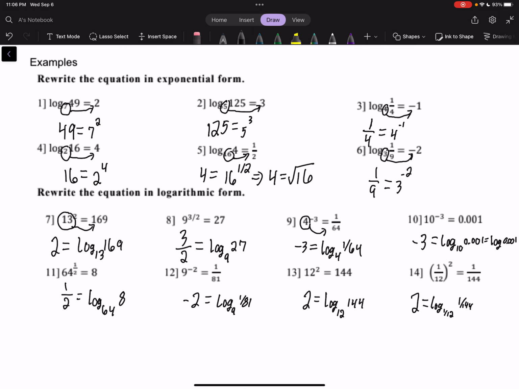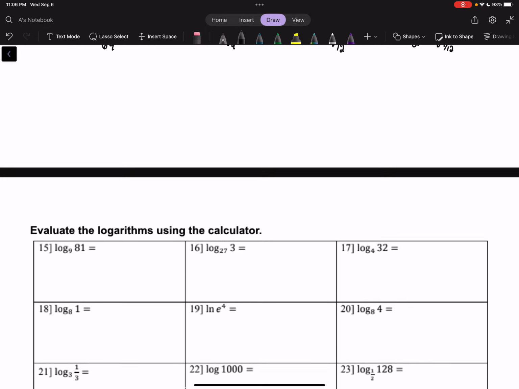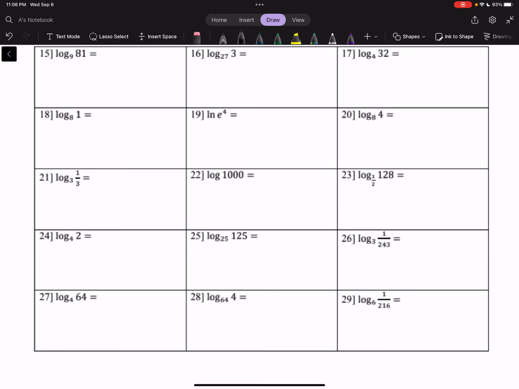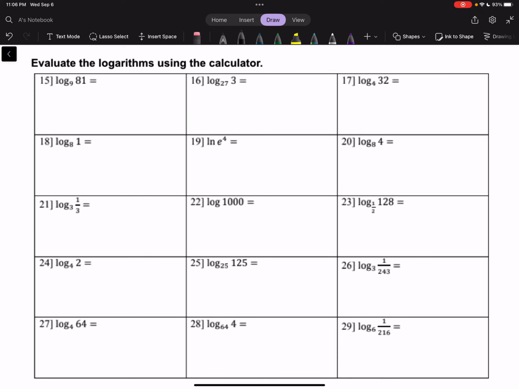Giving you just a minute to copy those down. Of course, you could just pause the video, but you know, whatever. Evaluate the logarithms using the calculator. Our calculator is Desmos. I'm going to work 2 of these, maybe 3. And then I'm just going to show you the answers because you'll be able to plug them in.